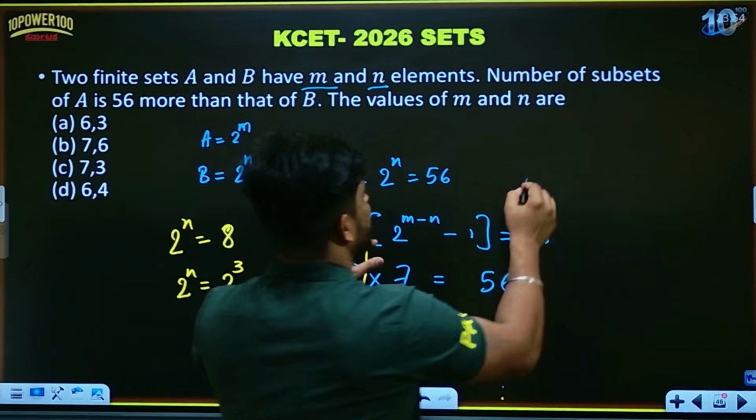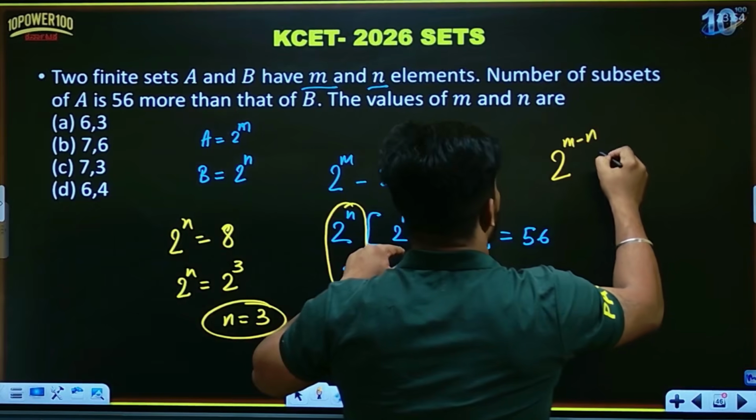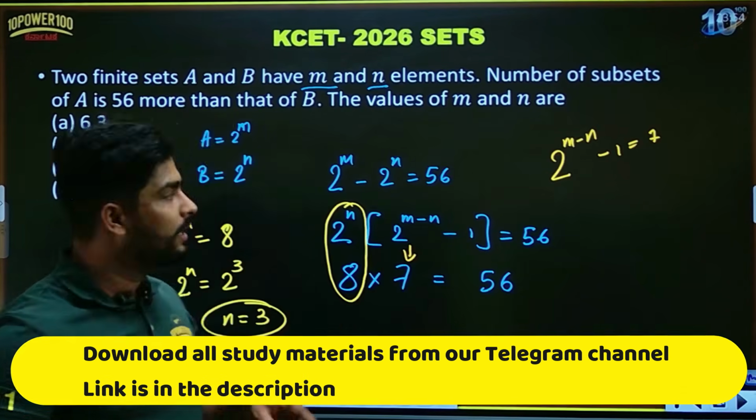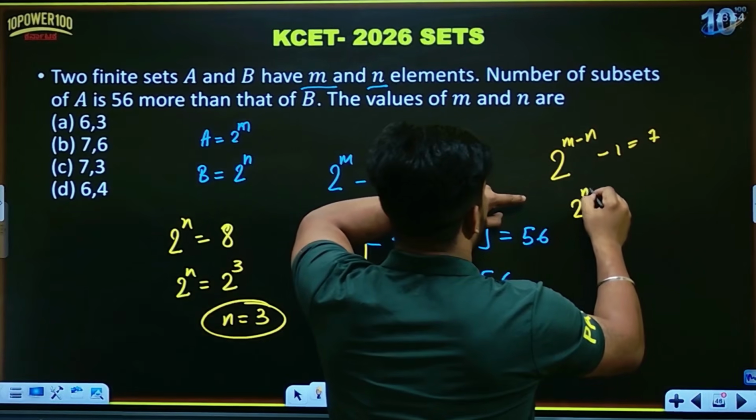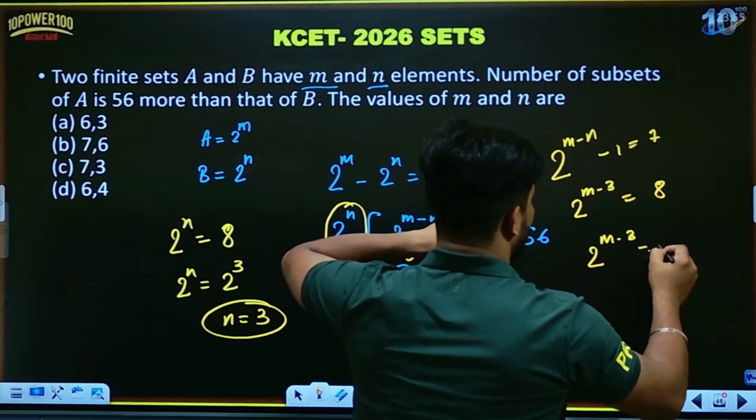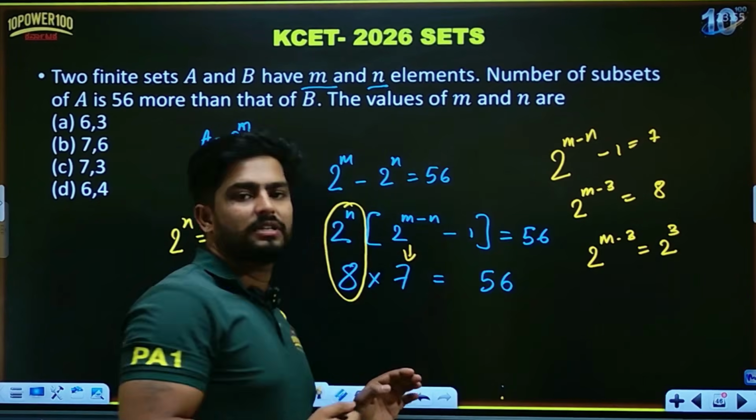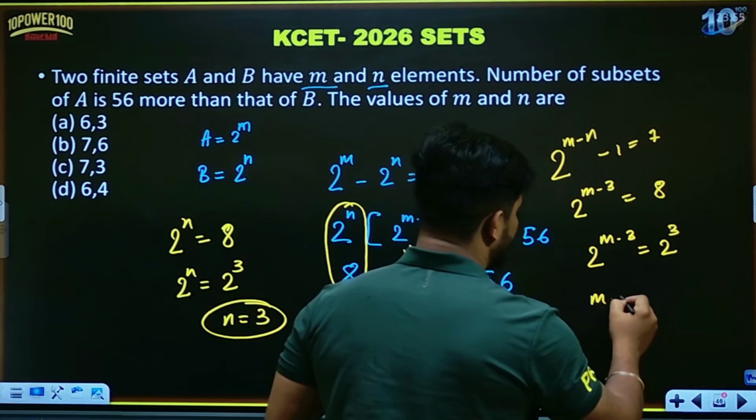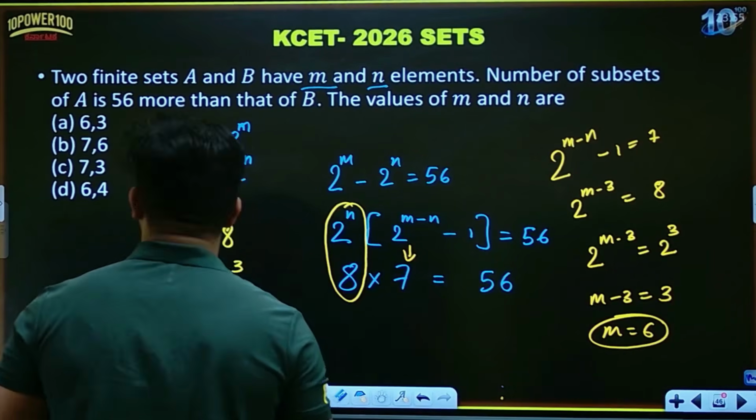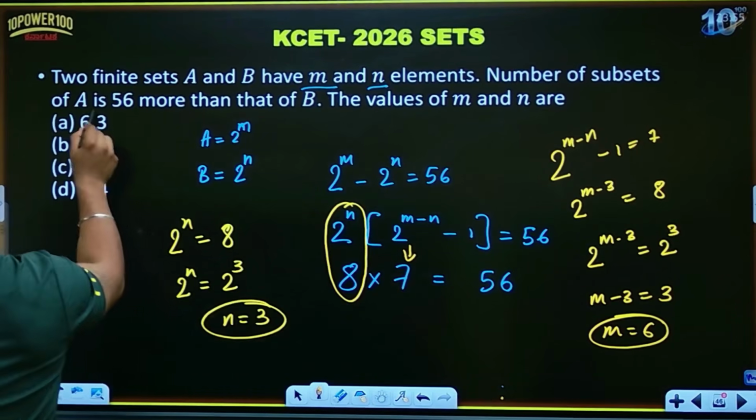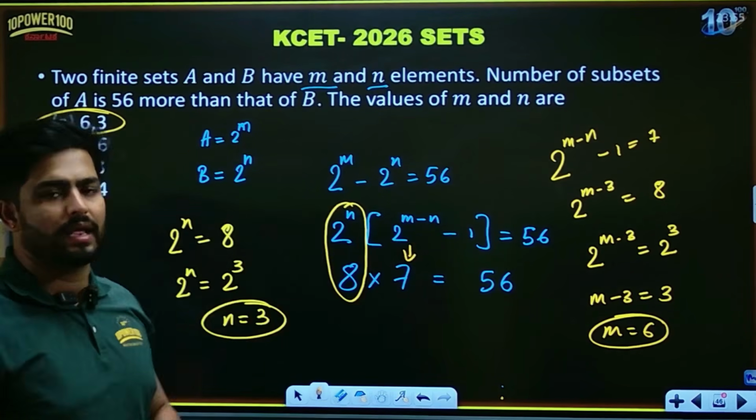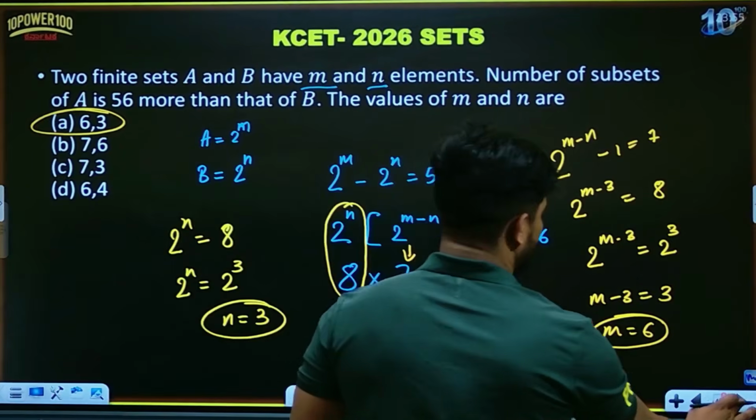We got it. Next we will take this one: 2 to the power m minus n, minus 1 is equal to 7. I am comparing this one now. The n value 3 is given, so 2 to the power n is equal to 8. So 2 to the power m minus 3 is equal to 2 to the power 3. With the same base we can equate the powers. So m minus 3 is equal to 3, so m is equal to 6. So the m value is 6 and the n value is 3. So 6, 3 is the right answer. This is how we have to calculate. Simple, but you need to know all the concepts. Okay, next.